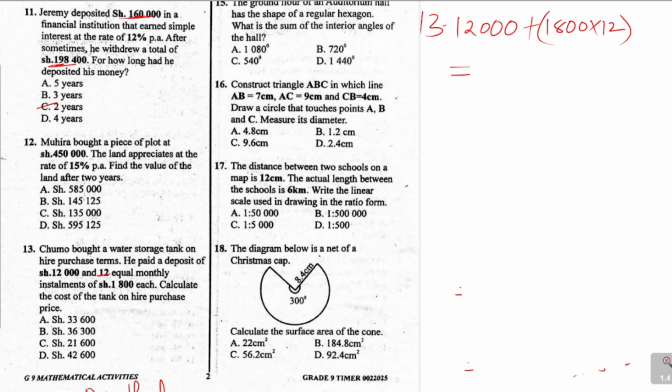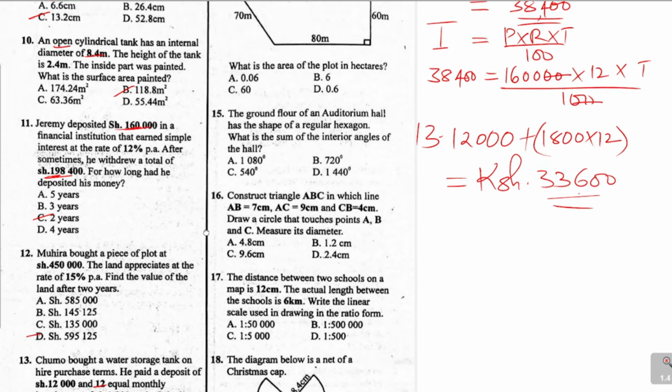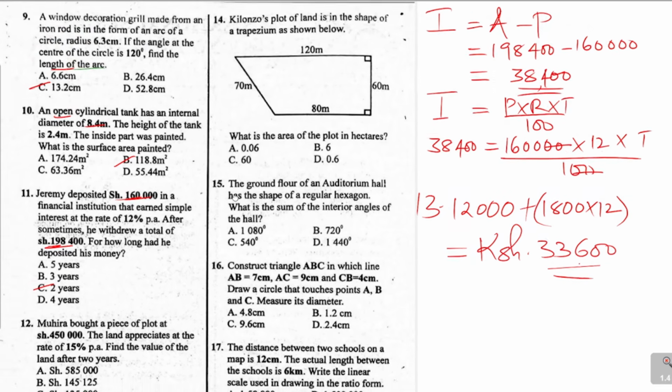So you simply use a calculator. You take the deposit plus the installments, and the installments are 1,800 shillings for 12 months. When you work this out, it will give 33,600. We go to the next question, question 14.